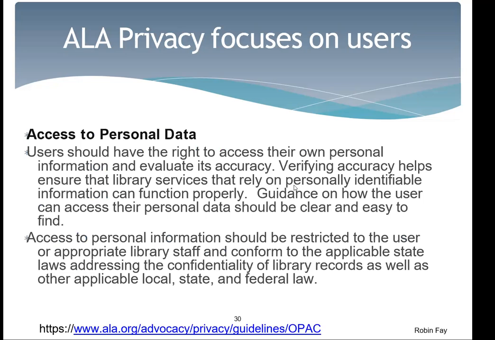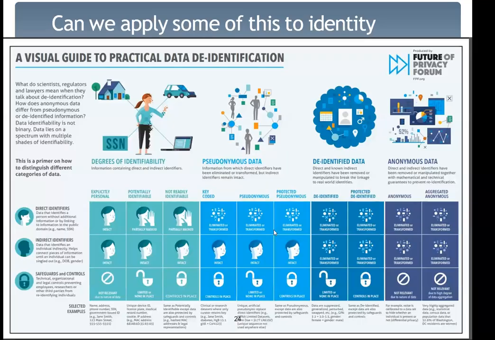The privacy policy, or guidelines, do very much talk about access to personal data. Again, that is really talking about the users. It doesn't talk about the library staff who work in the buildings, and it does not talk about our content creators. I like this diagram. It talks about the degrees of identifiability, whether or not you can identify someone. It talks about protections and how to de-identify data and make data anonymous.